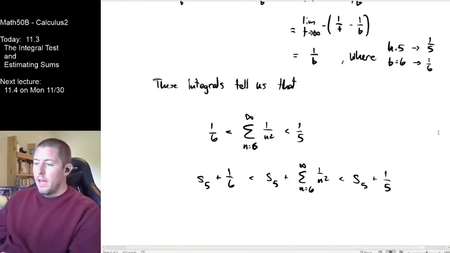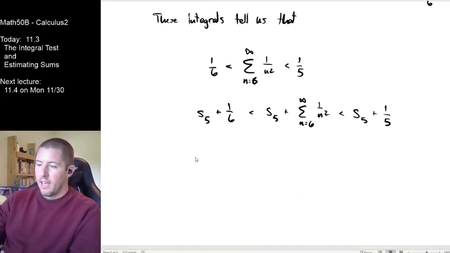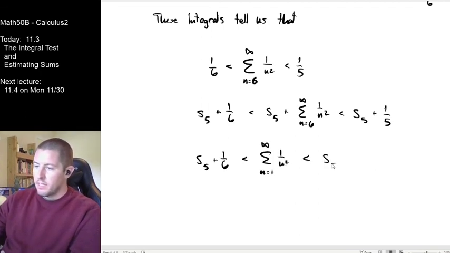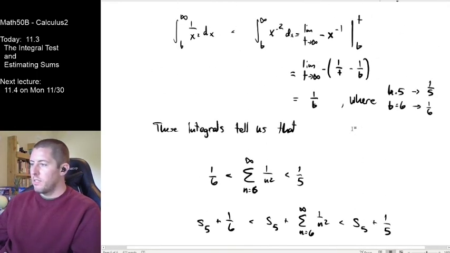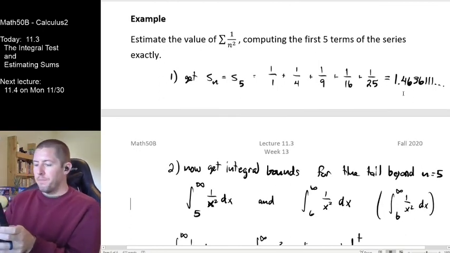And notice what's going on in the middle right here. This says first add up the first 5 terms of your sequence, then add up the 6th to infinitieth terms of your sequence. That's just the whole sequence there. So what I'm getting is S sub 5 plus 1/6 is less than the sum from n equals 1 to infinity of 1 over n squared. The whole thing we wanted to estimate is less than S sub 5 plus 1/5. Now I just go to my calculator and do these two calculations. We started with 1.463611111.